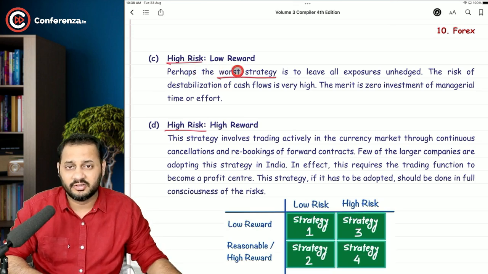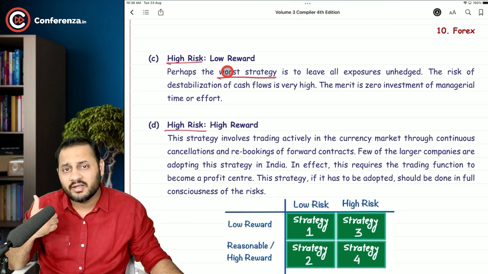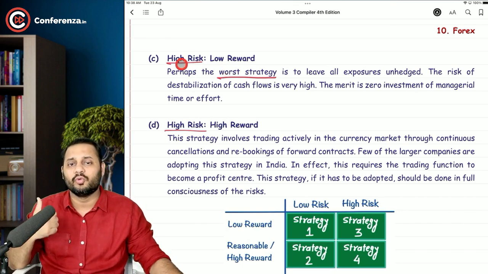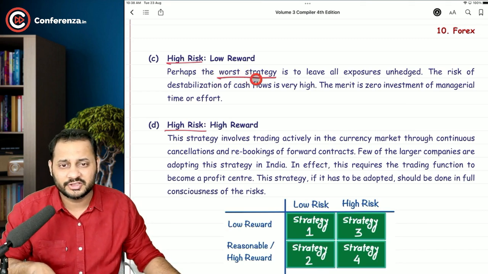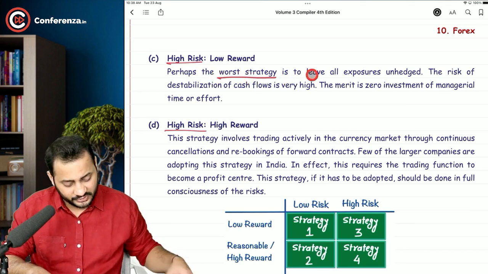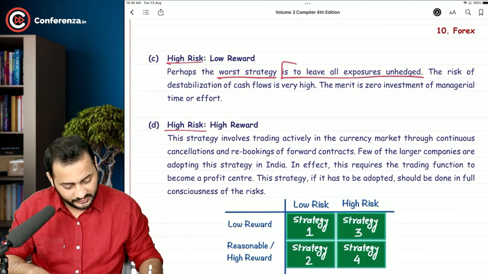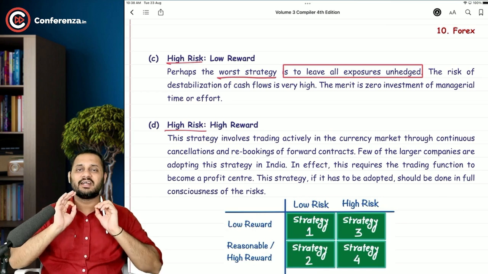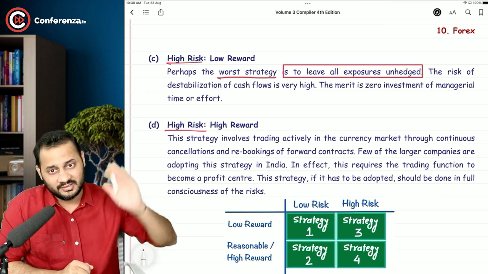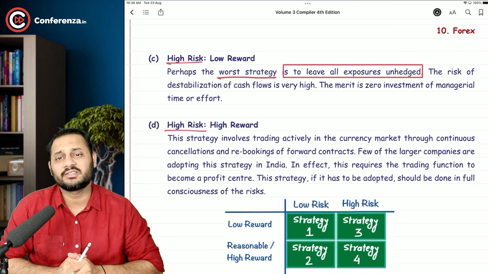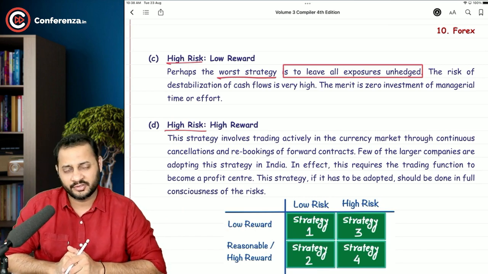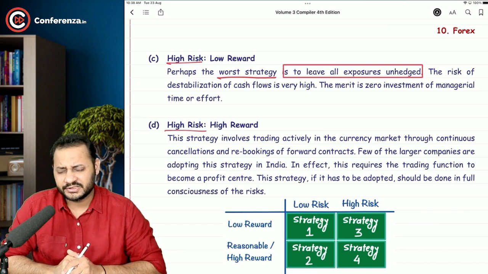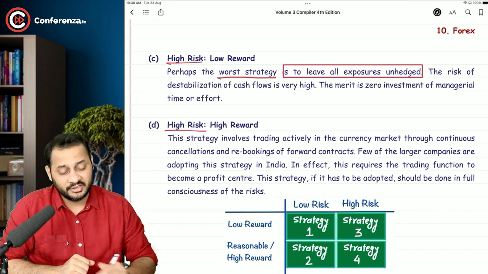Compared to this third strategy, the first one was much better. It was also not giving so much reward, but the risk was low. So perhaps this is the worst strategy: to leave all the exposures unhedged. See, if you just decide to ignore all the foreign currency transactions in your company, what will happen? This will happen. You are taking so much risk and you might not be rewarded for that. You are ignoring all the foreign currency transactions for the purpose of hedging. You are keeping it unhedged.